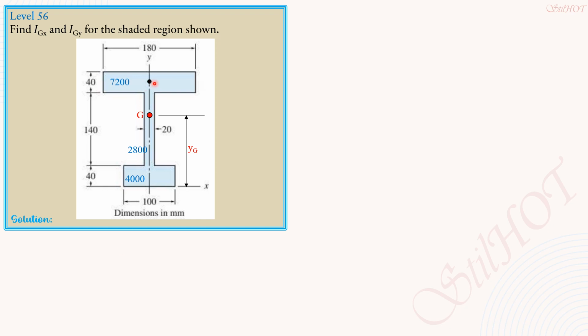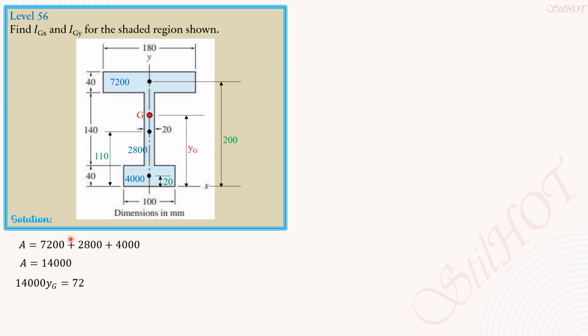This is the centroid of area 1, and the distance from the bottom is 40 plus 140, 180, plus half of 40, 200 as indicated, 200 mm. For the middle rectangle, 40 plus half of 140, 70, so 110 mm. Then, of course, for this part, half of 40, 20 mm. Computing the total area, 7,200 plus 2,800 plus 4,000, so total area is 14,000 mm square. Varignon's theorem, 14,000 times YG is equal to 7,200 times 200 plus 2,800 times 110 plus 4,000 times 20. So YG therefore is equal to 130.571 mm.